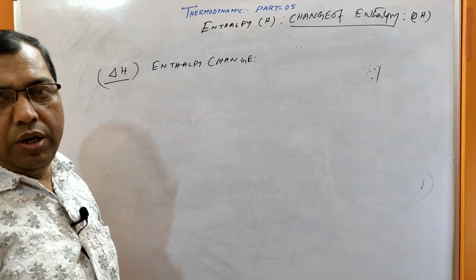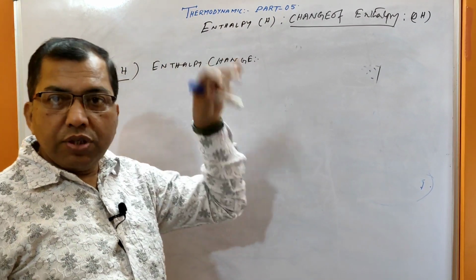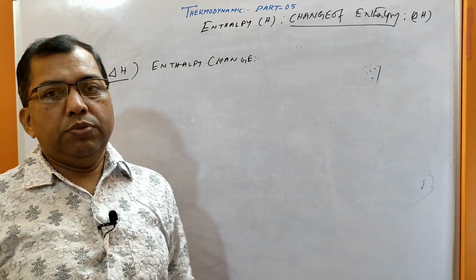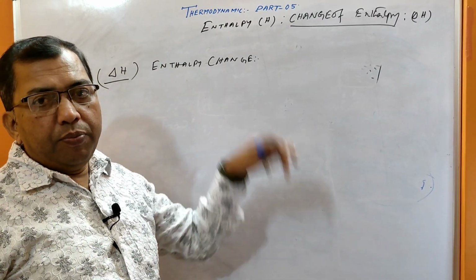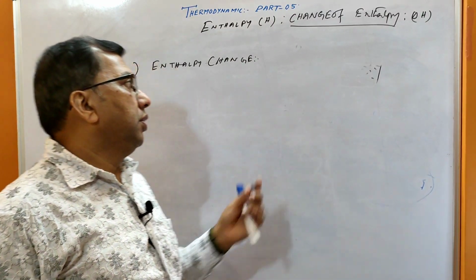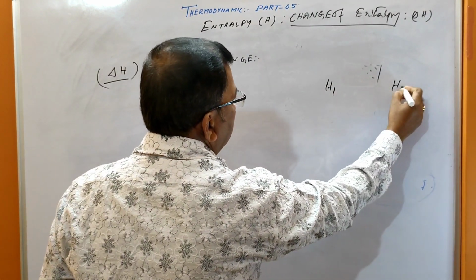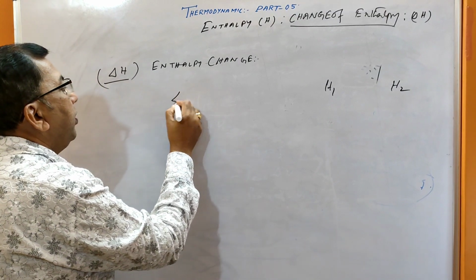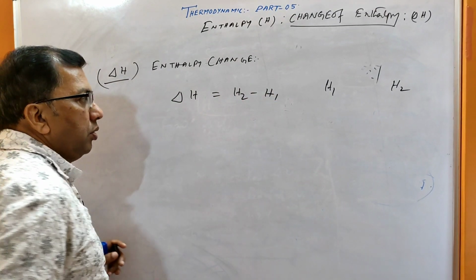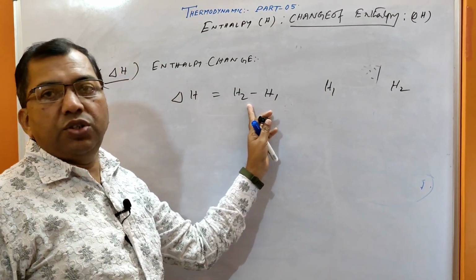Enthalpy change, delta H, at constant temperature and pressure. Remember, the absolute value of enthalpy cannot be determined, so delta H can be experimentally determined. Suppose the initial enthalpy of a system is H1 and the final is H2. So the change of enthalpy, delta H, equals H2 minus H1, that is, H final minus H initial. This is the change of enthalpy.